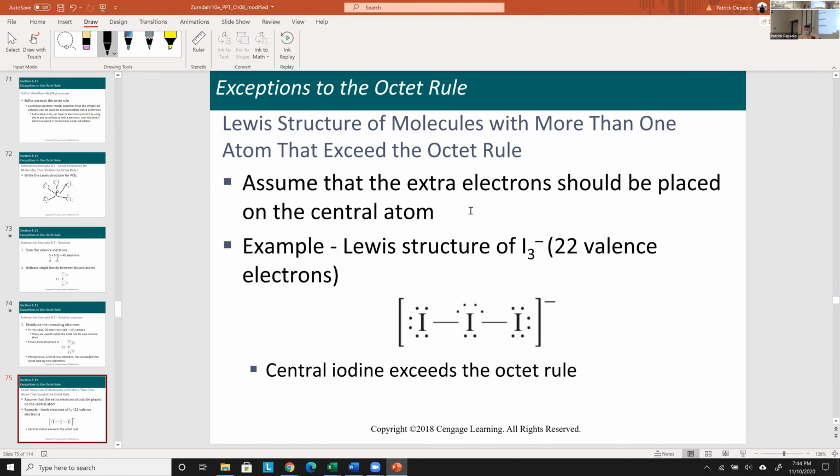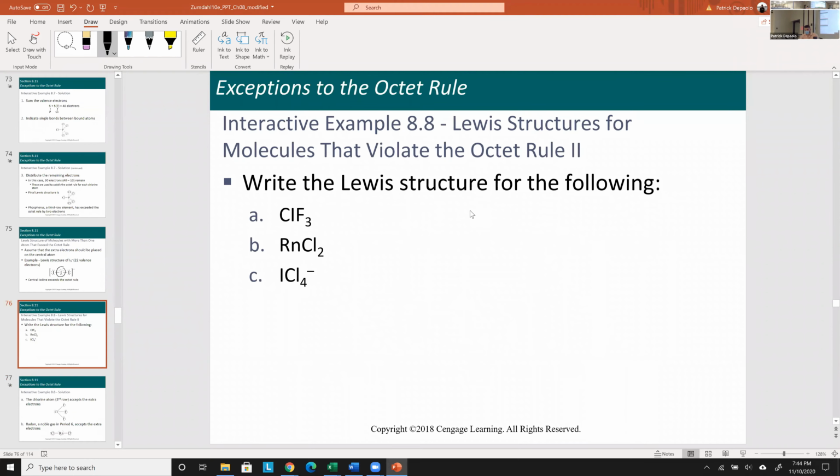Okay, so there are some weird structures that exceed the octet rule and they just don't make any sense. And that are something like I3 minus. So I3 minus has 22 valence electrons, and the only way to write it is all single bonds, and there's 1 iodine in the middle that would actually have 2, 4, 6, 8, 10 electrons on it. This is possible. So only this one of the iodines exceeds the octet. So here are some that exceed the octet.